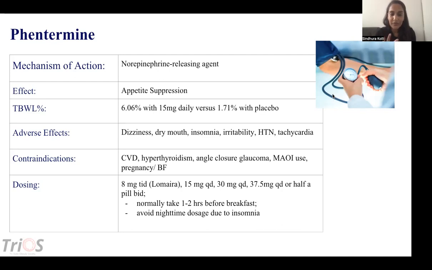The different types of doses: a very low dose would be 8 milligrams TID. This medication is also known as Lomaira, but truly, we start at the 15 milligrams once a day dosing early in the morning, and then we have the ability to escalate to 30 milligrams, then 37.5, or you can take half a pill BID. Again, if it's affecting sleep, then we try once a day early morning dosing, 1 to 2 hours before breakfast. But that is what would be ideal for our case 1 patient.